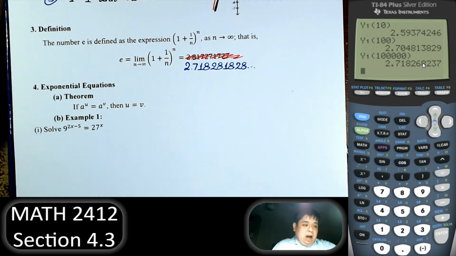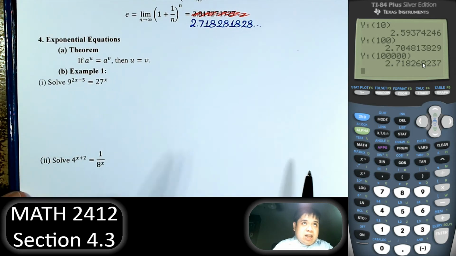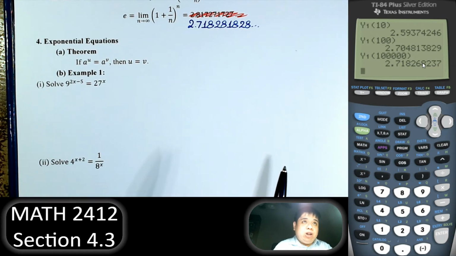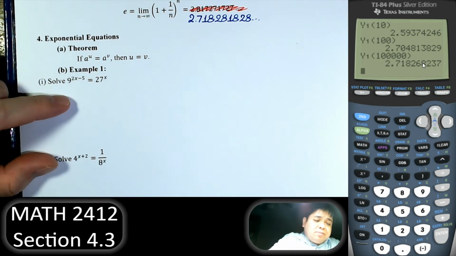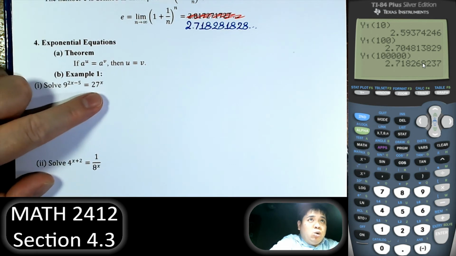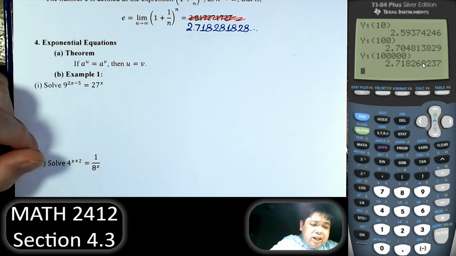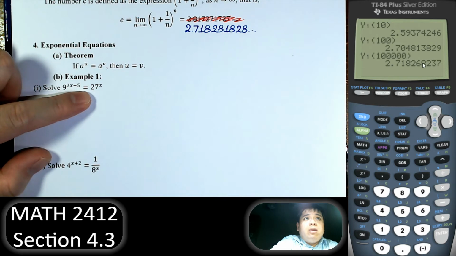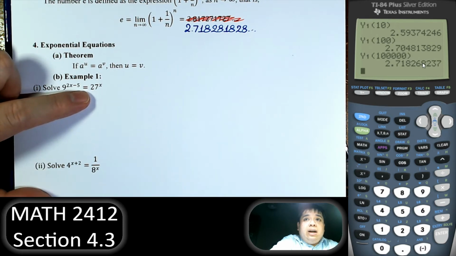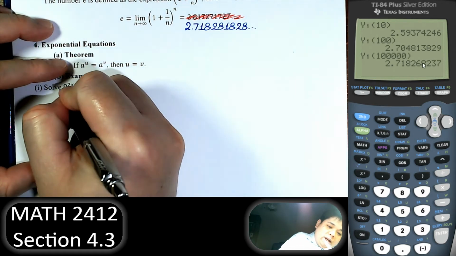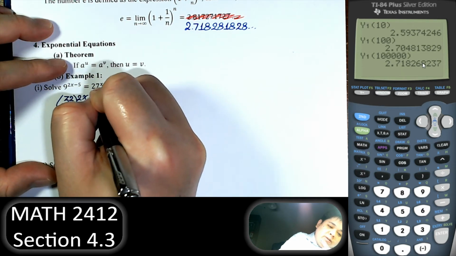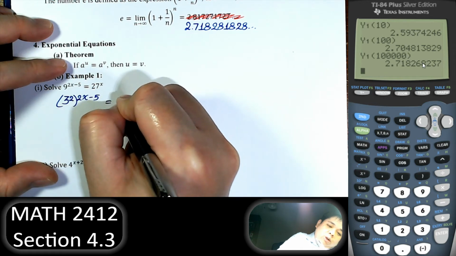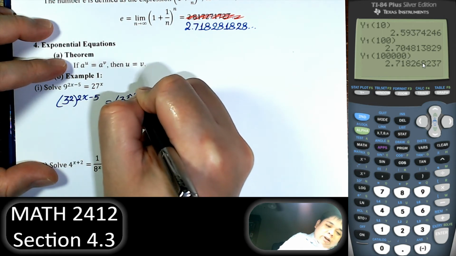Right. Next we have exponential equations. Later on in the chapter we have different types of equations, but here we only have something very basic. How do we solve this equation? 9 to the 2x minus 5 equals 27 to the x power. Both 9 and 27 can be written with base 3, right? So 3 squared to the 2x minus 5, and 3 cubed is 27.